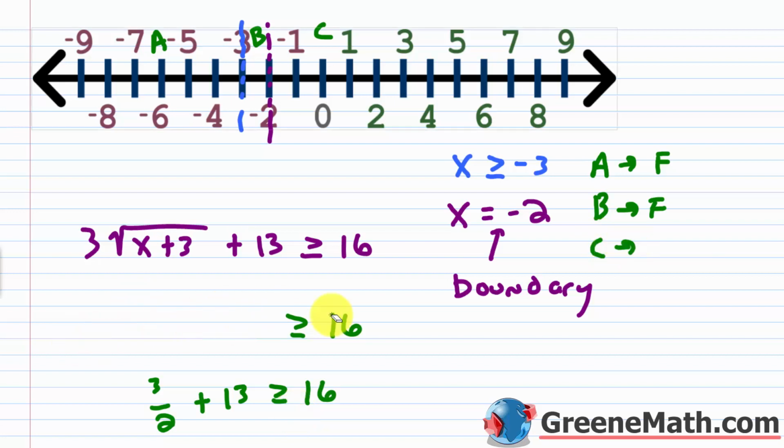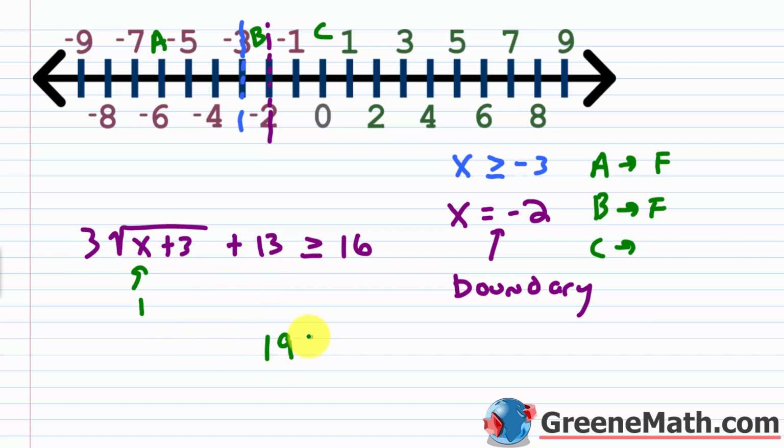Well, let's go ahead and try to make this easier on ourselves, a value of 1. So we'll plug that in. 1 plus 3 is 4. Square root of 4 is 2. So you'd have 3 times 2, which is 6, plus 13, which is 19. So you'd have 19 is greater than or equal to 16, which is true. So things in interval C will work.